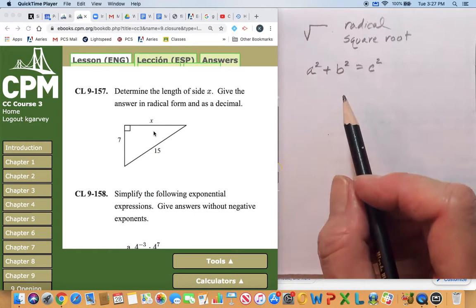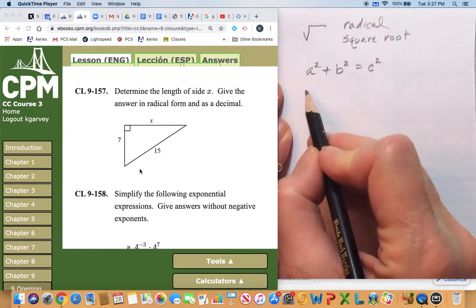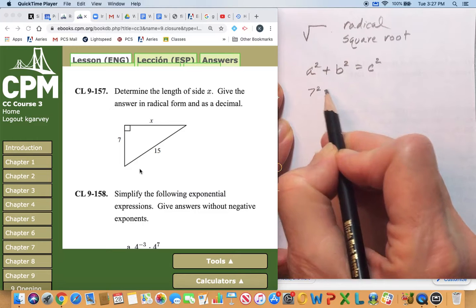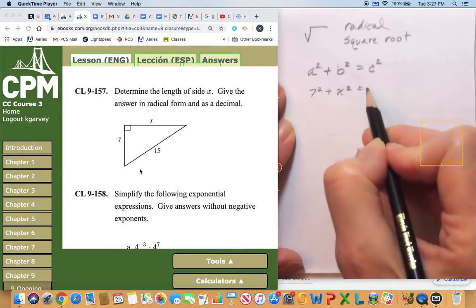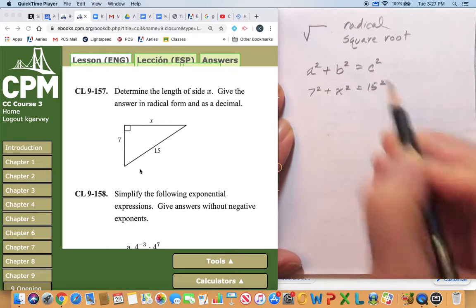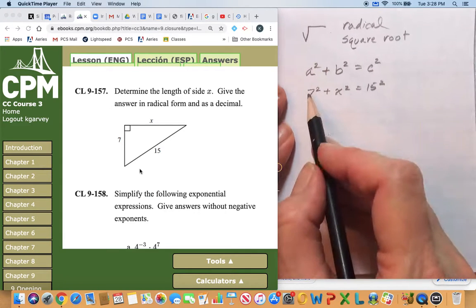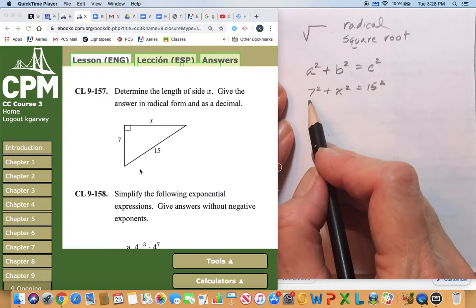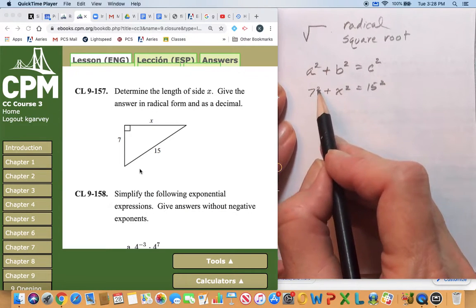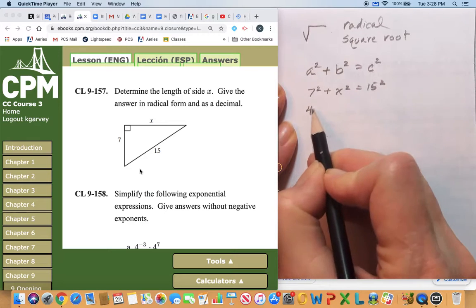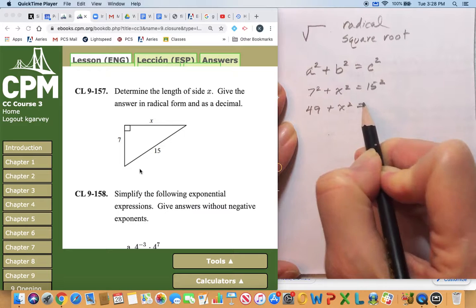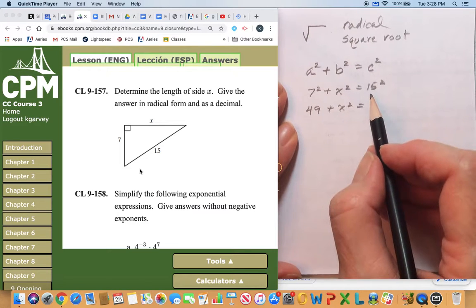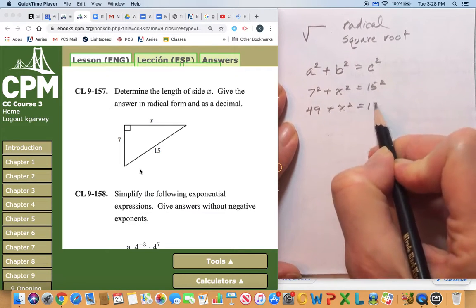So if we were to match those up with what we have here, we would say 7 squared plus x squared is equal to 15 squared. All right, so let's simplify our squares here. So 7 squared is 49 plus x squared. And 15 squared is 125.